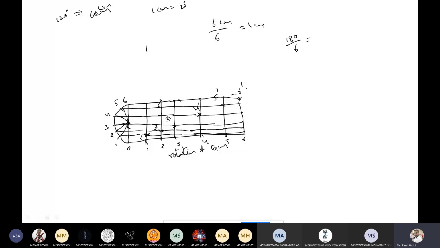Now after getting 1 dash, 2 dash, 3 dash, draw one dark line with the free hand. Whatever is done till now with the pencil and scale was to get the exact shapes. Now to connect all the points, you need to draw by free hand.